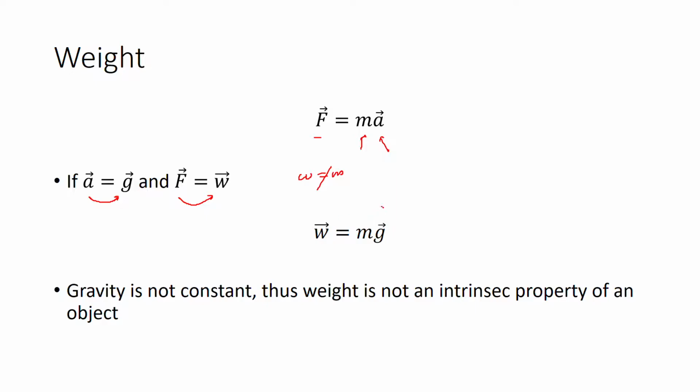So the thing is that the gravity is not always constant. It's not the same gravity here as it is, I don't know, on the moon or Mars or many other places. So it's going to change all over the place. Thus, and I should underline this, it's not an intrinsic property of an object. Okay? Now, let's talk about two different concepts.